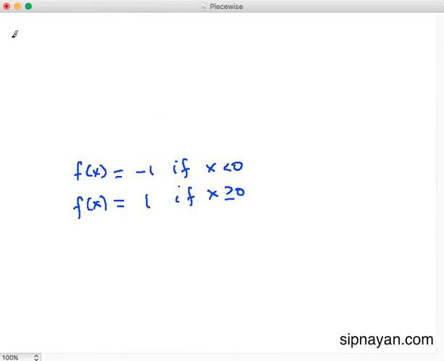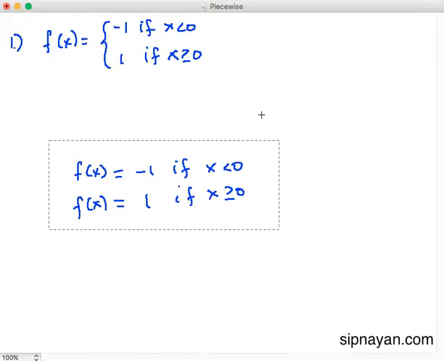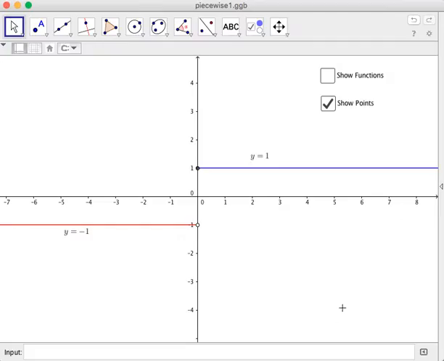No? So, 1, this is our first example. F of x equals, kaya meron siyang curly bracket. Kasi dito parang dalawang function siya. So, negative 1 if x is less than 0, and 1 if x is greater than 0. Okay, so ito na yung representation ng function natin kanina, no? Yung function natin na kung saan ang graph ay this one. Okay, so let's move on to the next function, piecewise function.